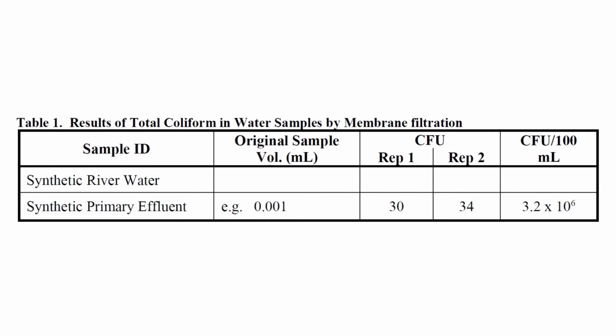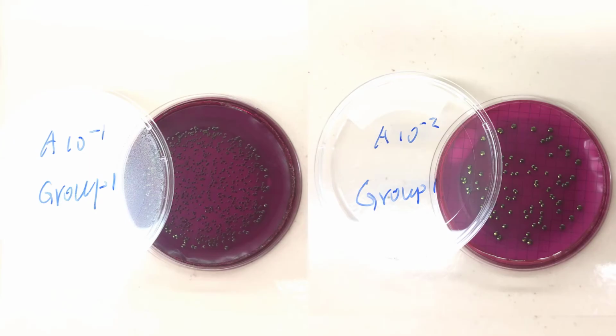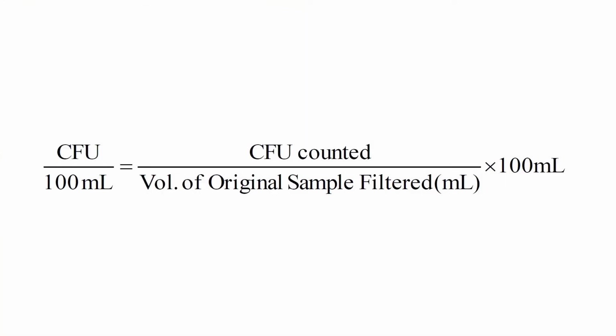Record the counts in your own expanded version of Table 1 as seen here. If there are too many colonies to count, write down "too many to count" in your logbook. In order to determine the indicator bacteria concentration in colony-forming units per 100 ml, use the equation seen here and record the value in your table.